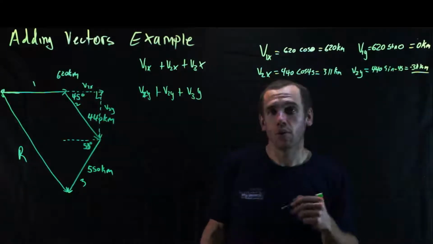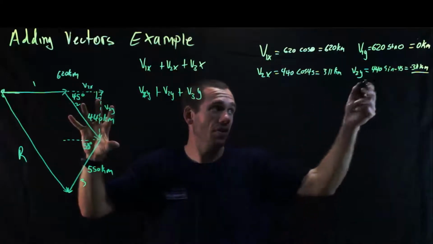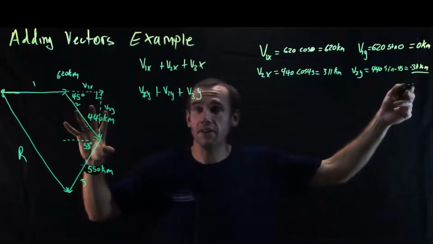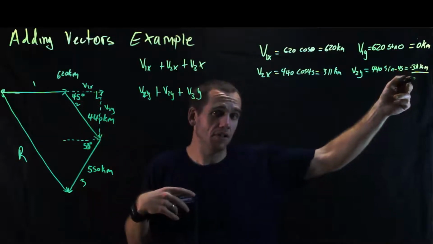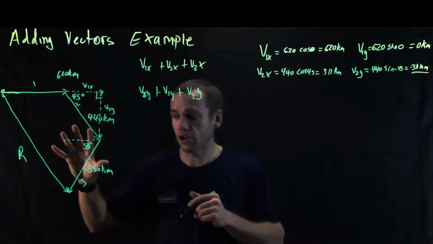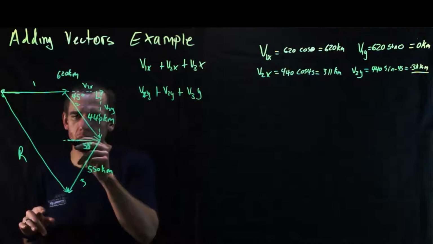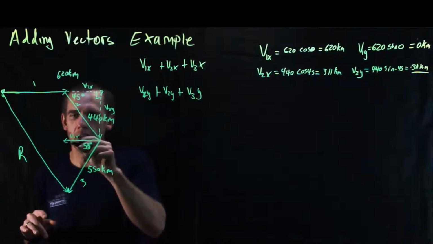It's really easy to remember that if you have a good picture that shows it. If you just put 440 sine 45 in your calculator, it's going to give you the positive 311 kilometers. So make sure you are paying attention to direction and your picture is good for that. Now, I should draw in my components here. This is v3x and this is v3y.